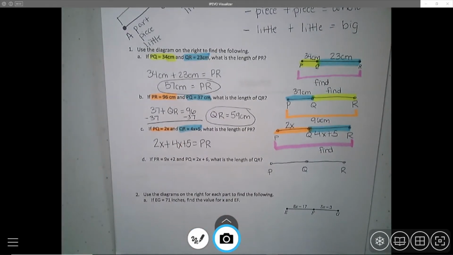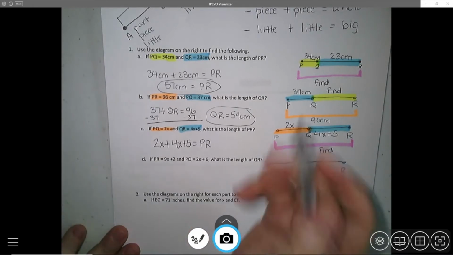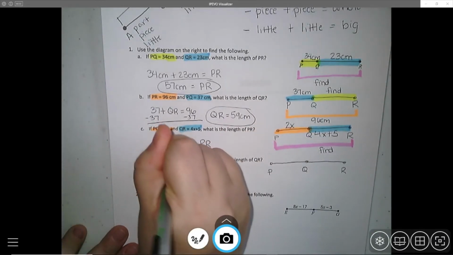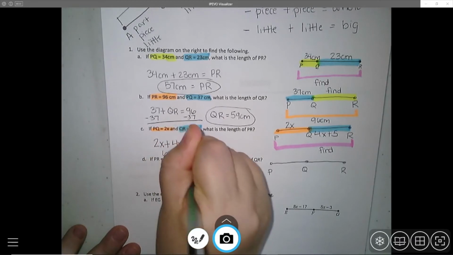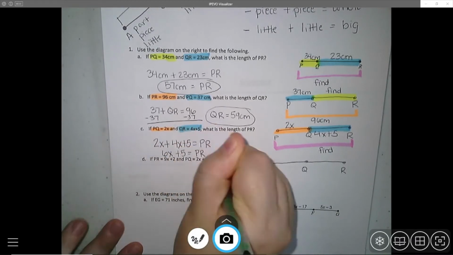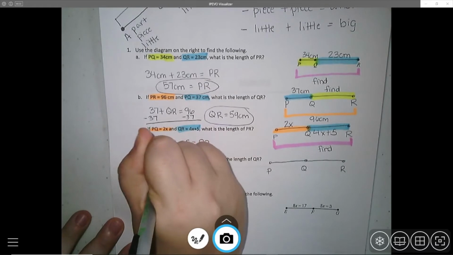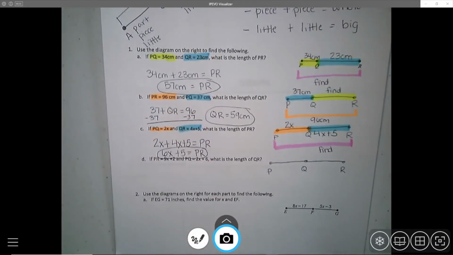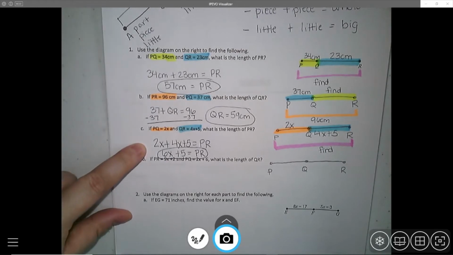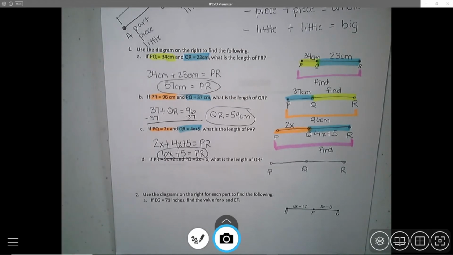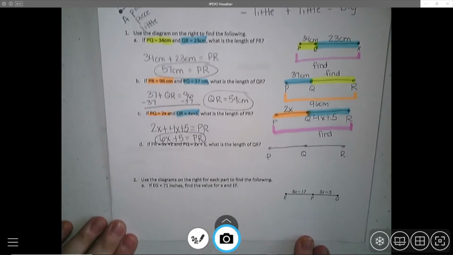Okay, to find the length of PR, combine like terms. 2x and 4x can become a 6x plus 5 equals PR. There's nothing more I can combine. That becomes my final answer. So this brings us back into when we talked about how do we add polynomials back in that first unit in our geometry or in our algebra material.